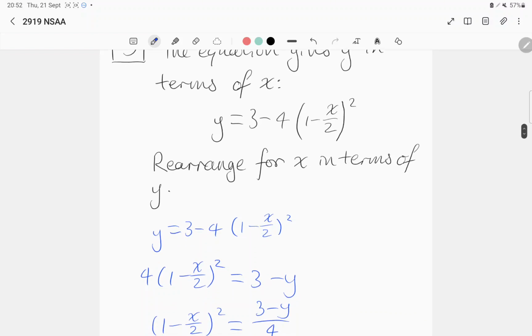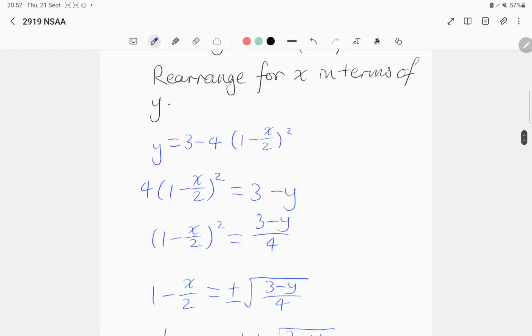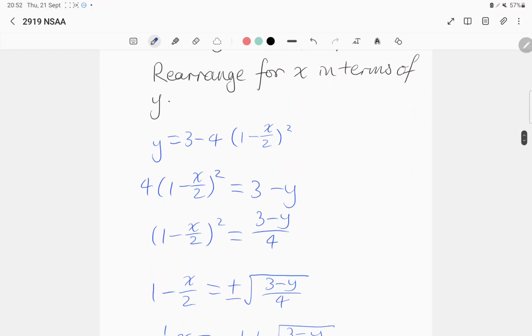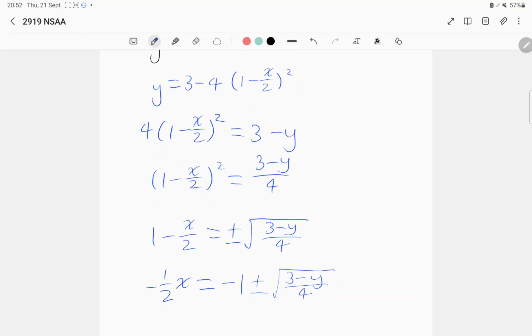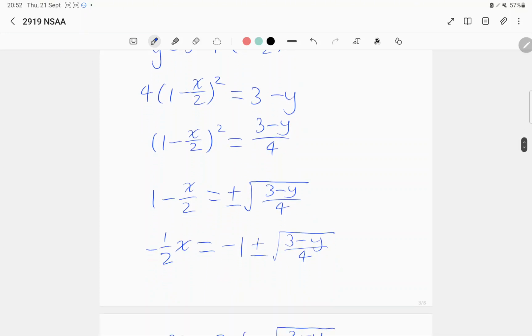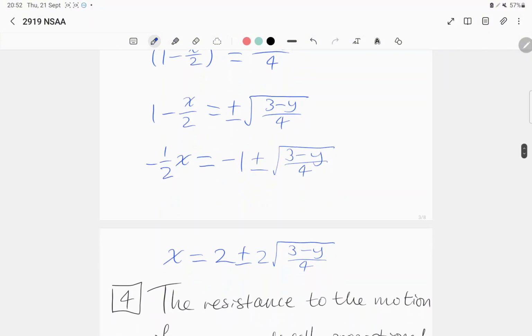Dividing by 4 on both sides should give (1 minus x over 2) all squared equals (3 minus y) over 4. If we square root on both sides, this should give us 1 minus x over 2 equals positive or negative square root of (3 minus y) all over 4. Now, if we take away 1 from both sides, we should end up with negative half x equals negative 1 plus or minus square root of (3 minus y) over 4. Multiplying by negative 2 on both sides gives us x equals 2 plus or minus 2 square root of (3 minus y) over 4. Now let's move on.